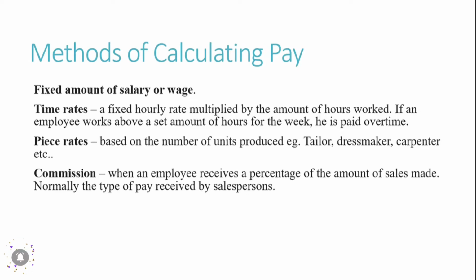Then you have piece rates, which is based on the number of units that you produce. You can take some examples like tailors, dressmakers, carpenters. They will get paid based on the amount of units that they make or produce. And then you have commission. Commission is when an employee receives a percentage of the amount of sales made. Normally it's the type of pay received by salespersons. Salespersons will come and try to sell you stuff, and they will get a commission, a percentage on the amount of sales that they make.